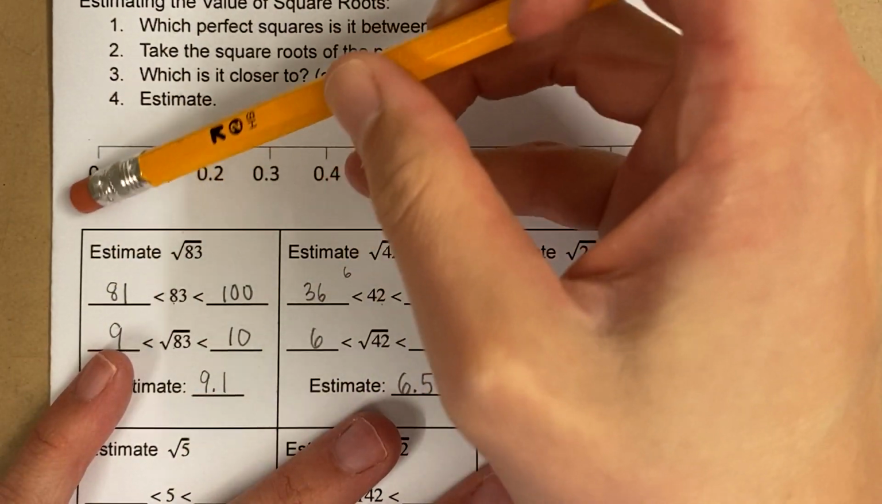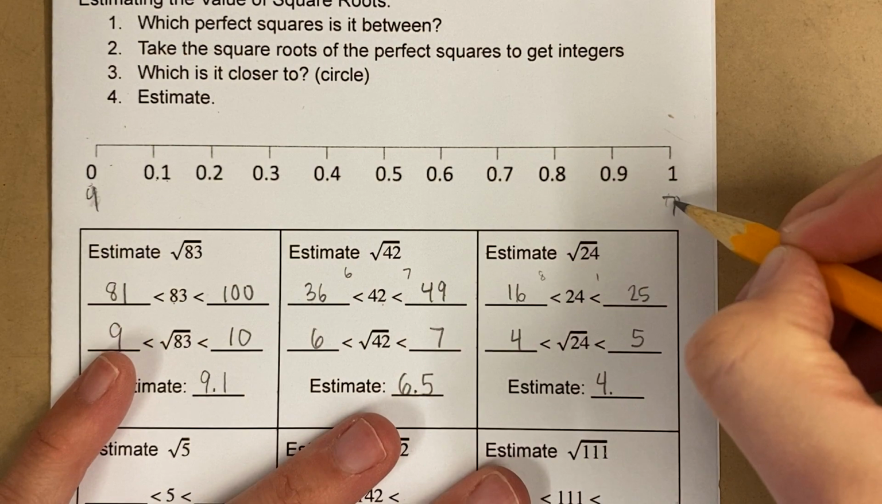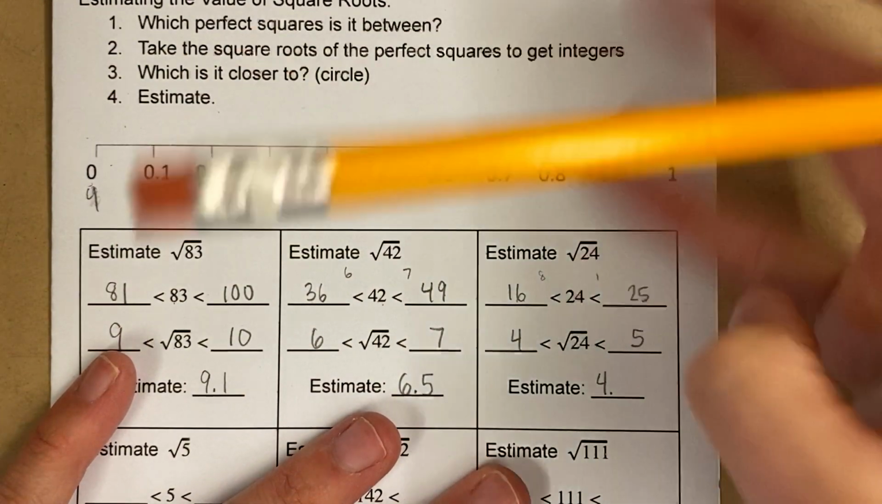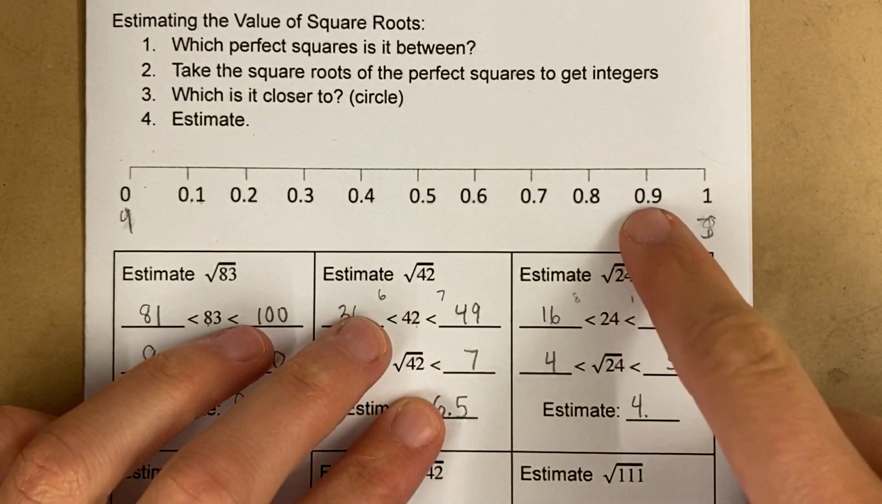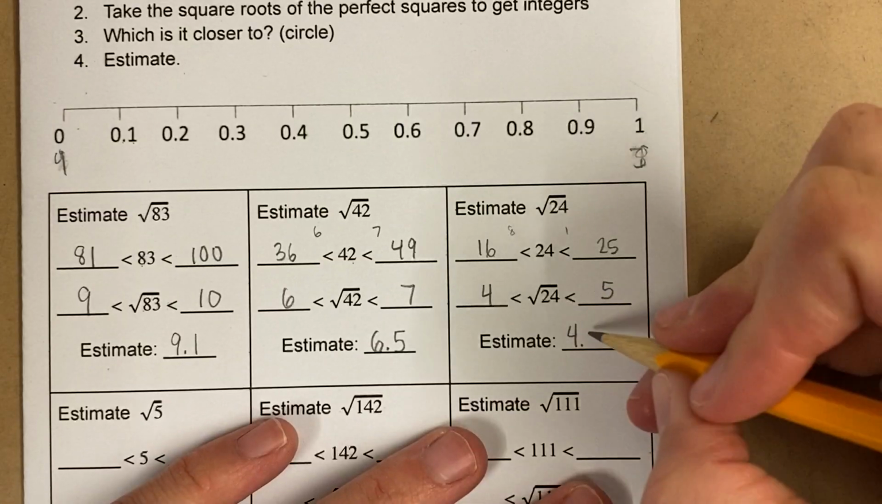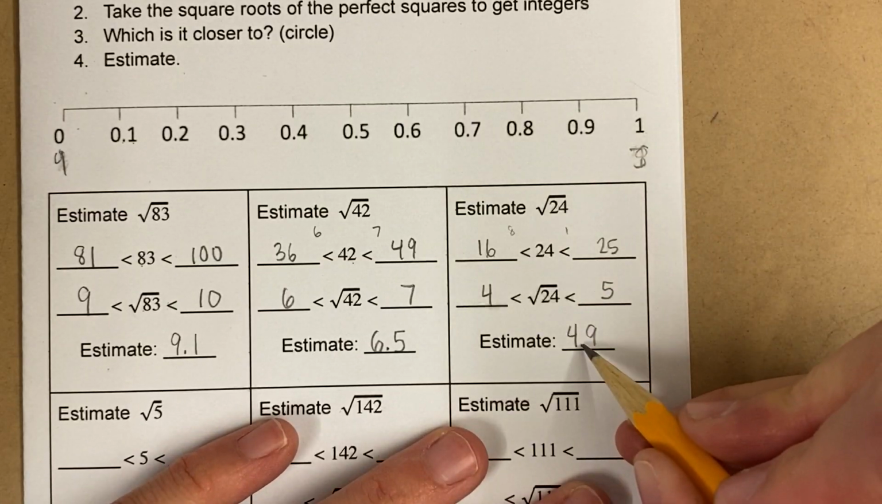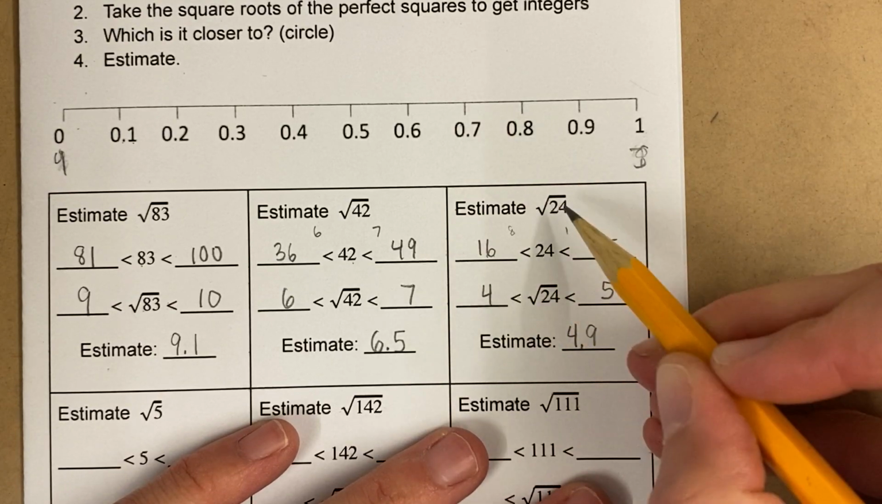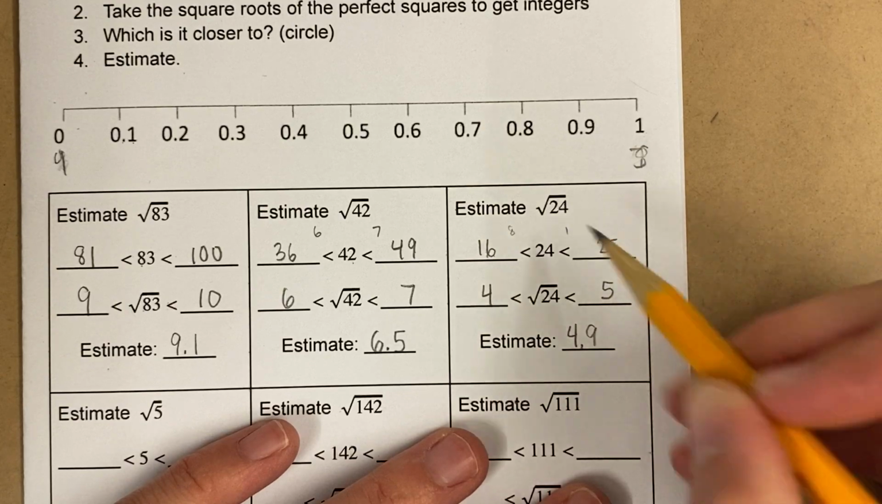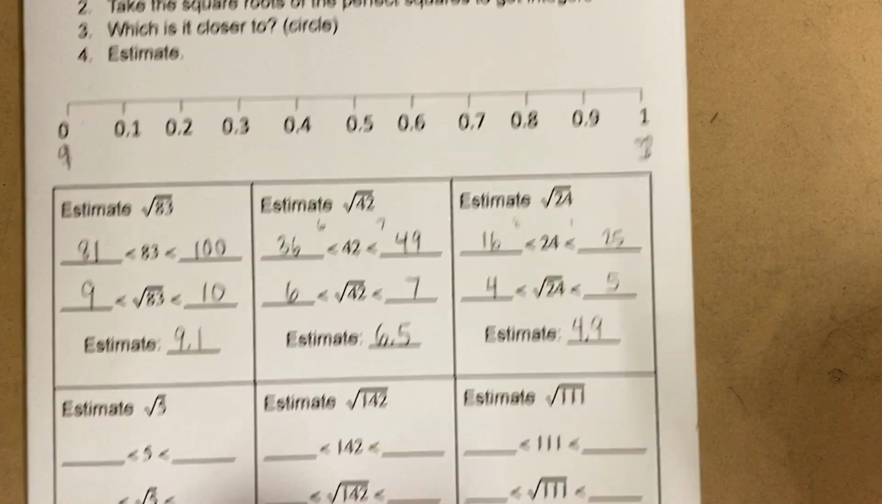So let's say this was a 4 and a 5. What would be a number that's in between 4 and 5, but way closer to 5? Oh, it would be like 0.9, right? So 4.9. That is a number that's almost 5, but not quite 5, which makes sense, right? The square root of 24 is almost the square root of 25, which is 5, but not quite. It's a little bit smaller. All right, you try.